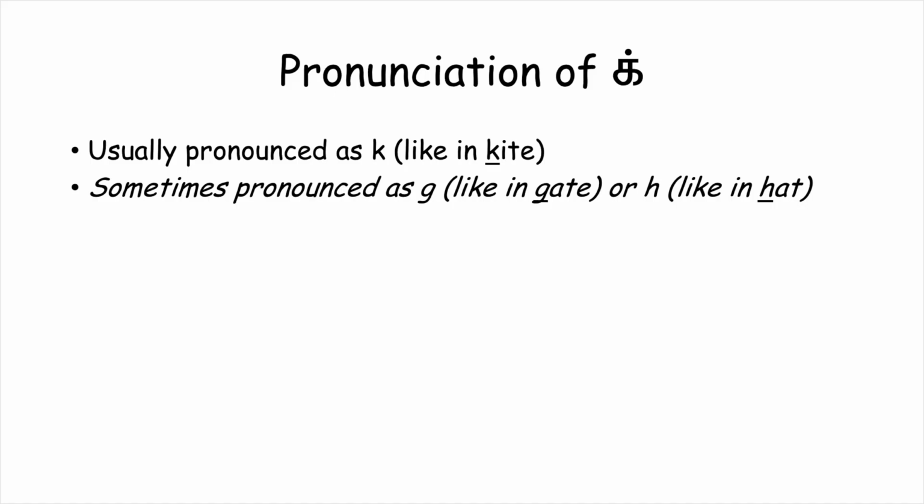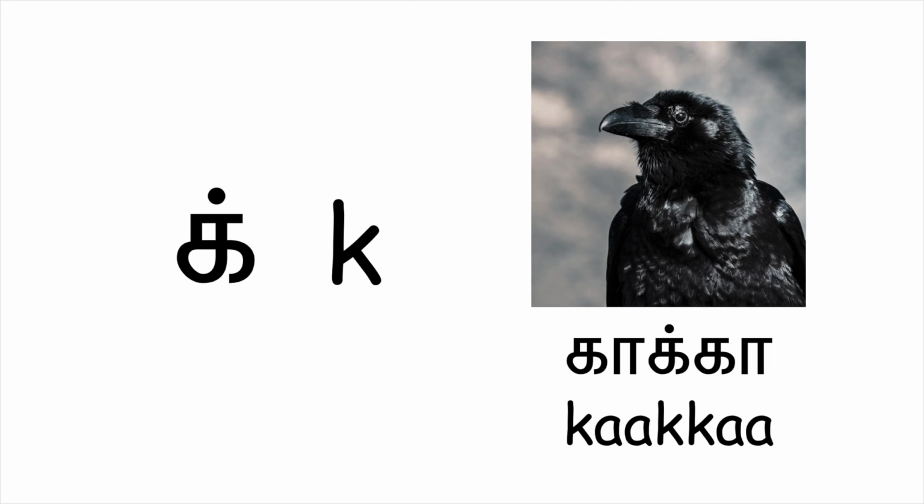It usually sounds like the letter K in English. It can also sound like the letter G or H, but I will cover that in a different video specifically on pronunciation anomalies. An example word that has uk is kaka, which means crow.